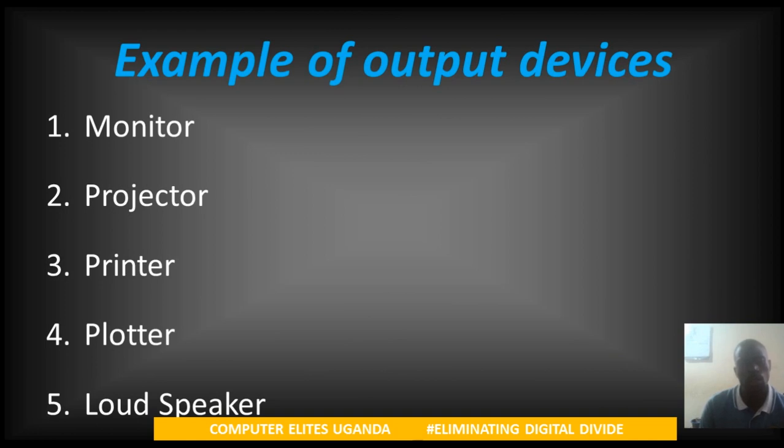Examples of these output devices: we have a monitor. Of course, everyone has seen a monitor. We also have a projector, which is used to project or display information on a plain wall or on a whiteboard. So we use it also as an output. We have a printer, which is used to produce information on a piece of paper. And we also have a plotter, which is used to produce information in large format, especially in architectural drawings.